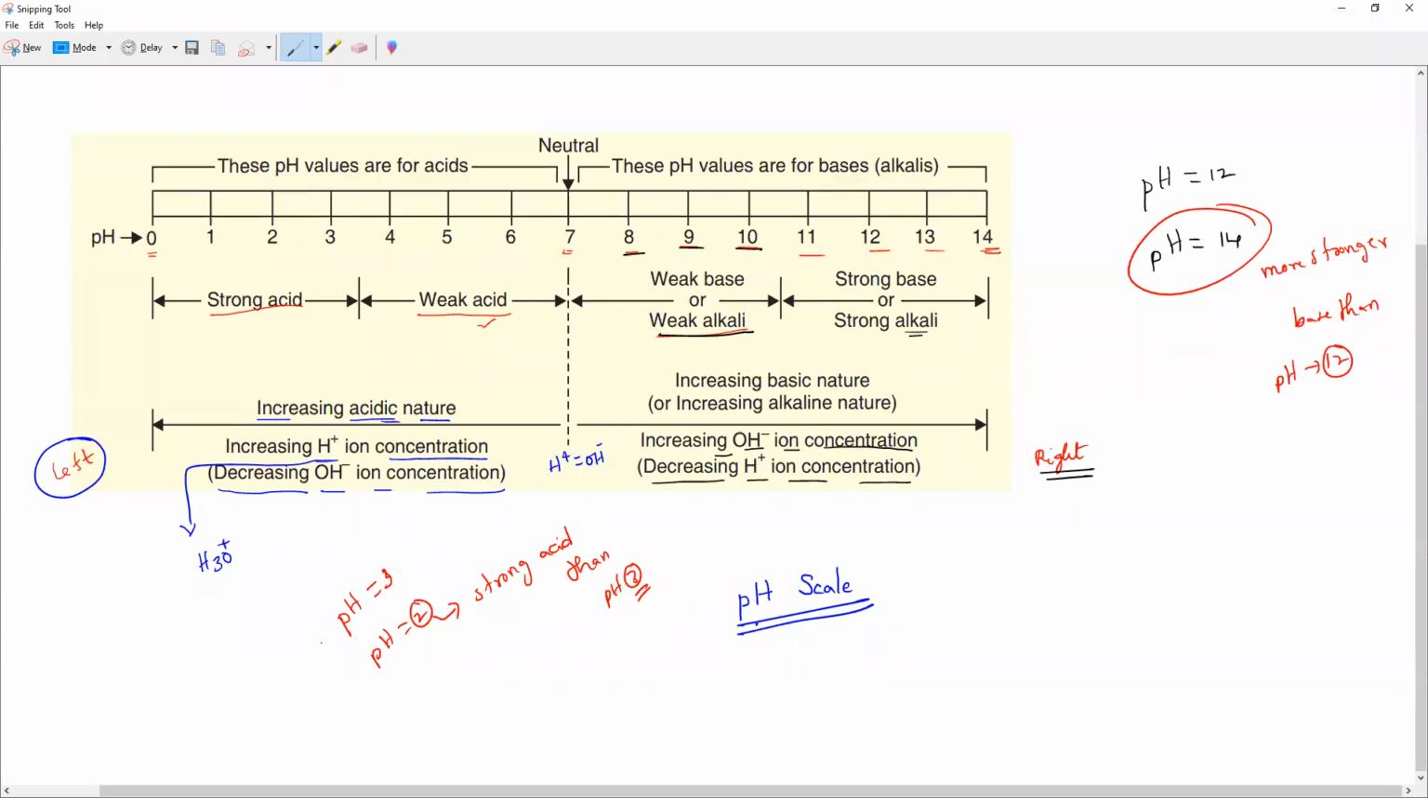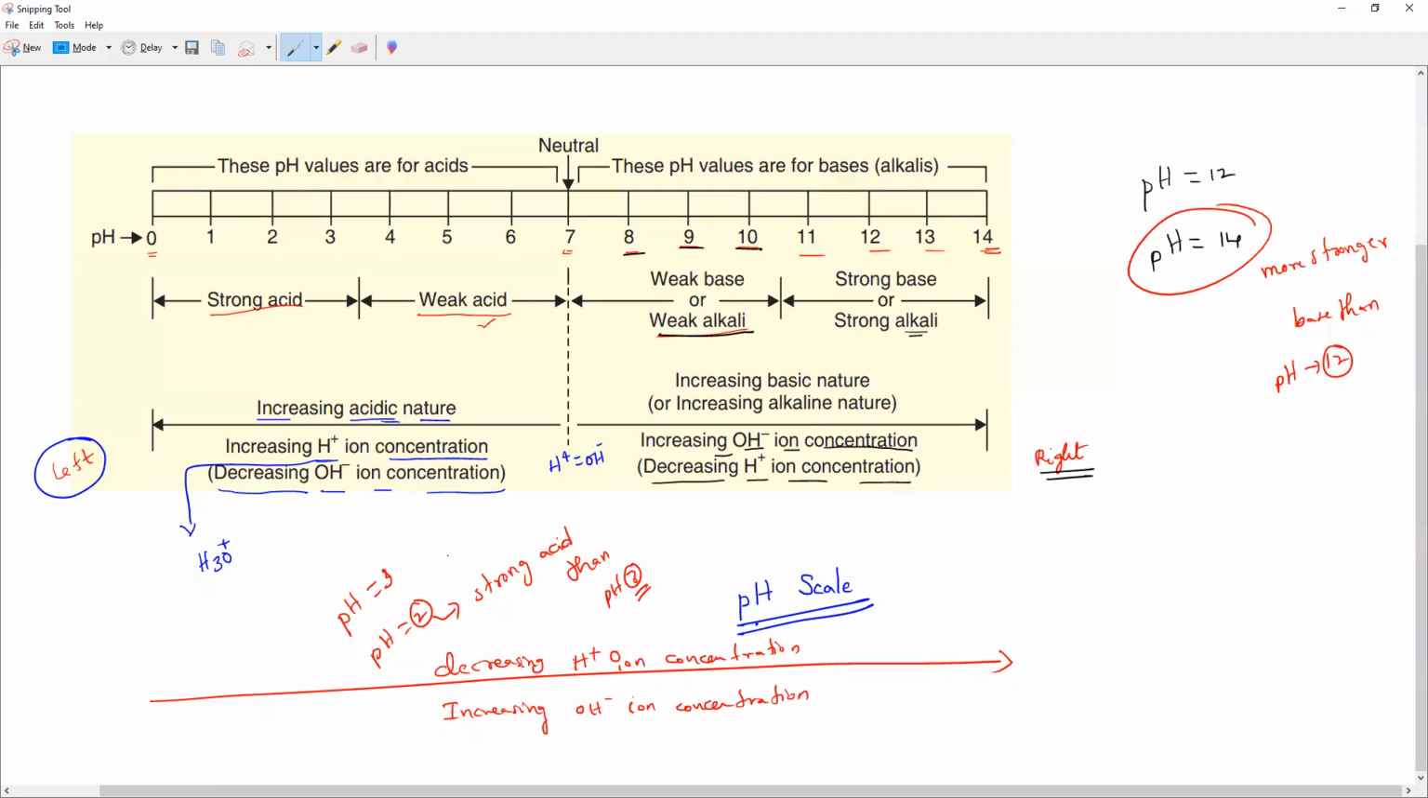That is why if I am moving from left to right, continuously observe, I am writing directly. What ions are decreasing? H plus ion concentration is decreasing. And at the same time, OH minus ion concentration is increasing. All clear? Directly from 0 to 14.